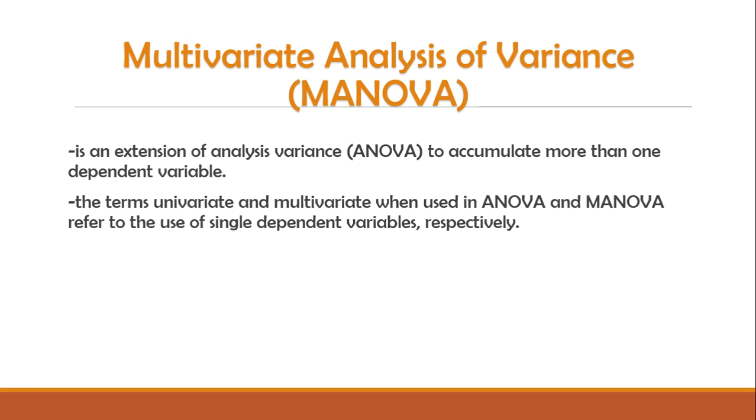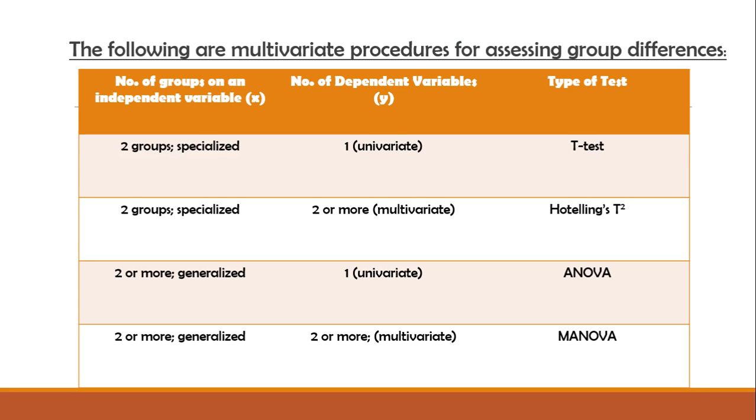Though both ANOVA and MANOVA provide the tools necessary to judge the observed effects, MANOVA has a role in non-experimental designs where groups of interest are defined and the differences on any number of metric variables are assessed for statistical significance. The following are the multivariate procedures for assessing group differences.